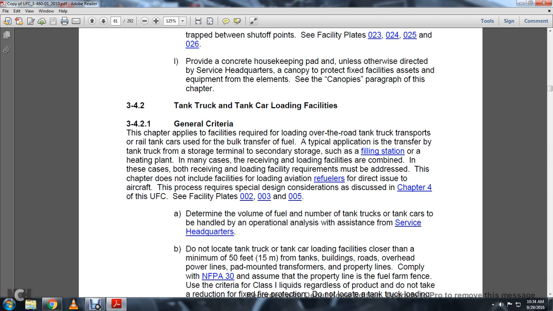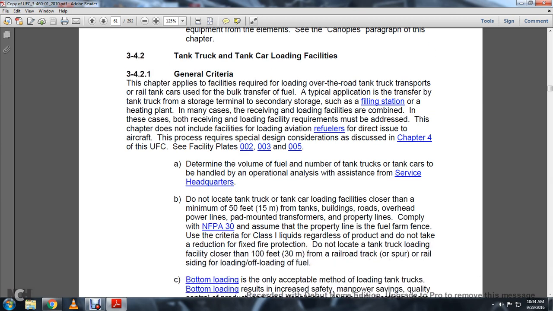In many cases, the receiving and loading facilities are combined. In this case, both the receiving and the loading facility requirements must be addressed. This chapter does not include facilities for loading aviation refuelers for direct use on aircraft. That process requires special design considerations discussed in Chapter 4 of this Unified Facilities Criteria. See facility plates 002, 003, and 005.